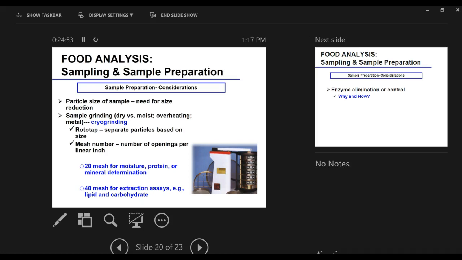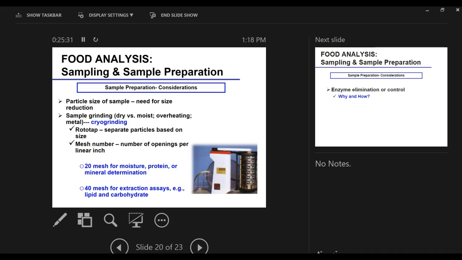Like, what are you doing? Extracting fat. No, you're not extracting fat. You did not reduce the sample size or the particle size to allow for efficient extraction of the oil. So you really need to reduce your particle size, and often there is a recommendation for the size of particles. If you're doing general proximate analysis, 20 mesh, and we talked about that last time. Mesh number is the number of openings, or square openings, per linear inch. The higher the number, meaning you have more openings, the smaller the particle size.